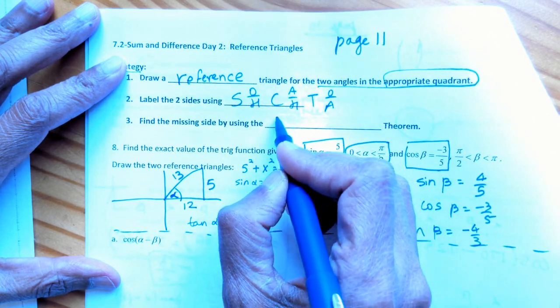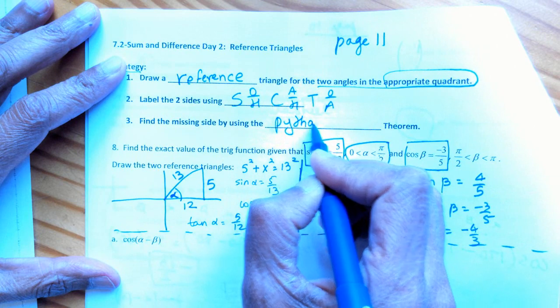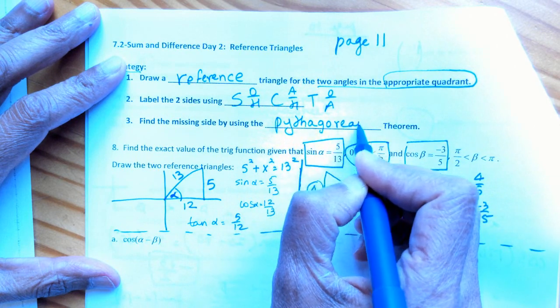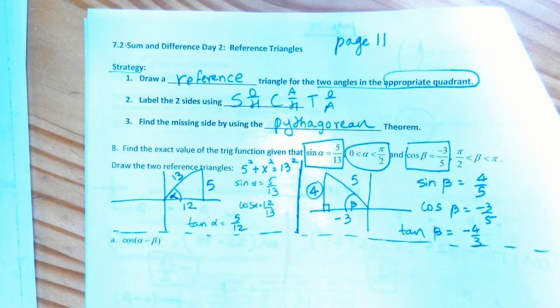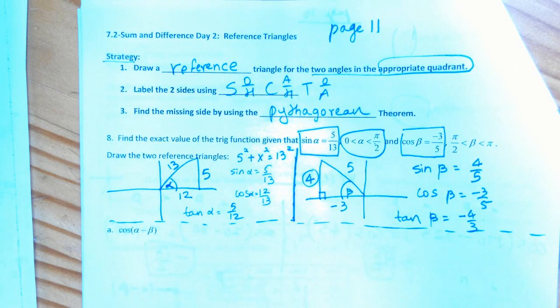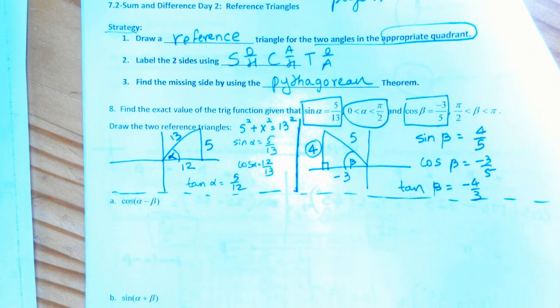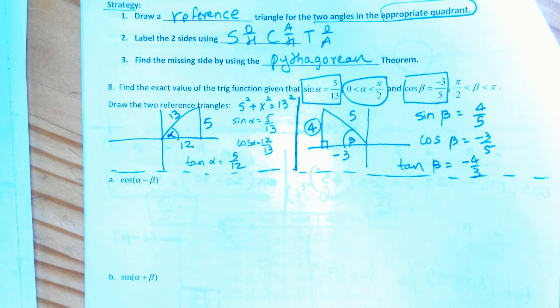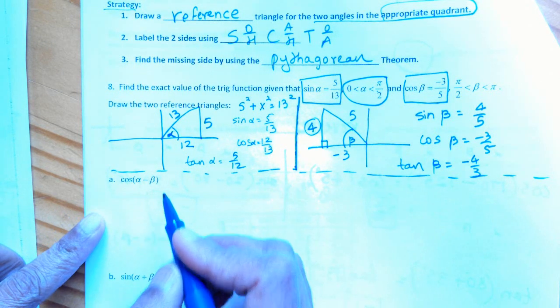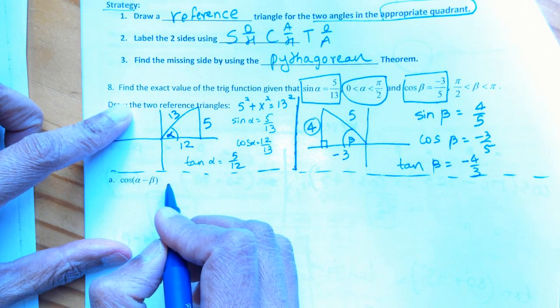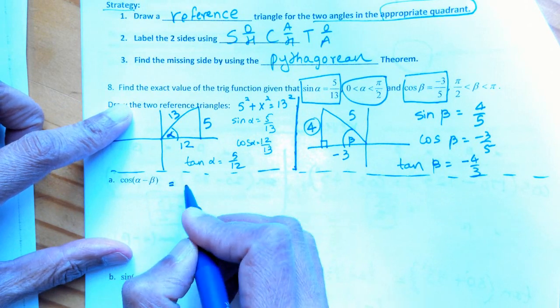Find the missing side using the Pythagorean theorem. And then you have all three trig ratios, or six in some cases, as you need. In this case we need three because we're talking about cosine alpha minus beta and so on and so forth. Okay, so let's start.